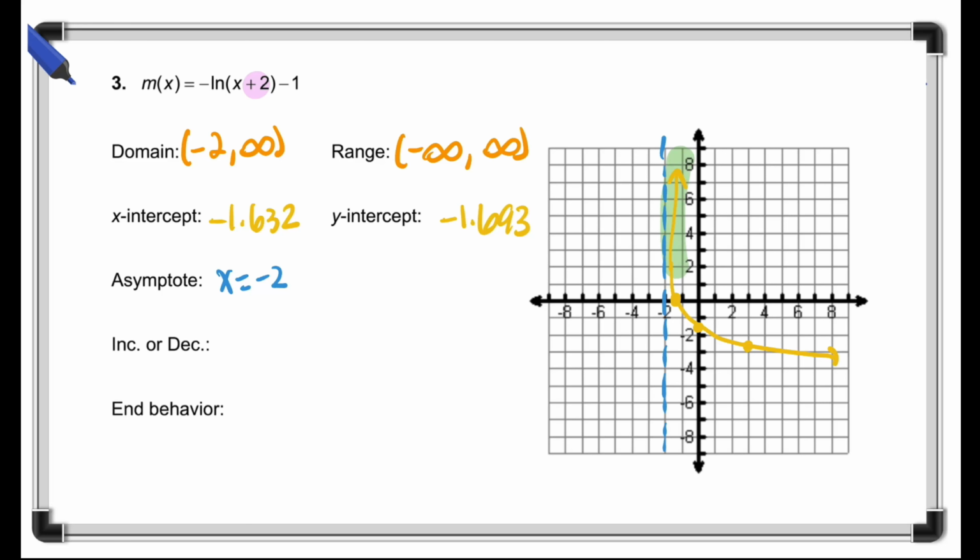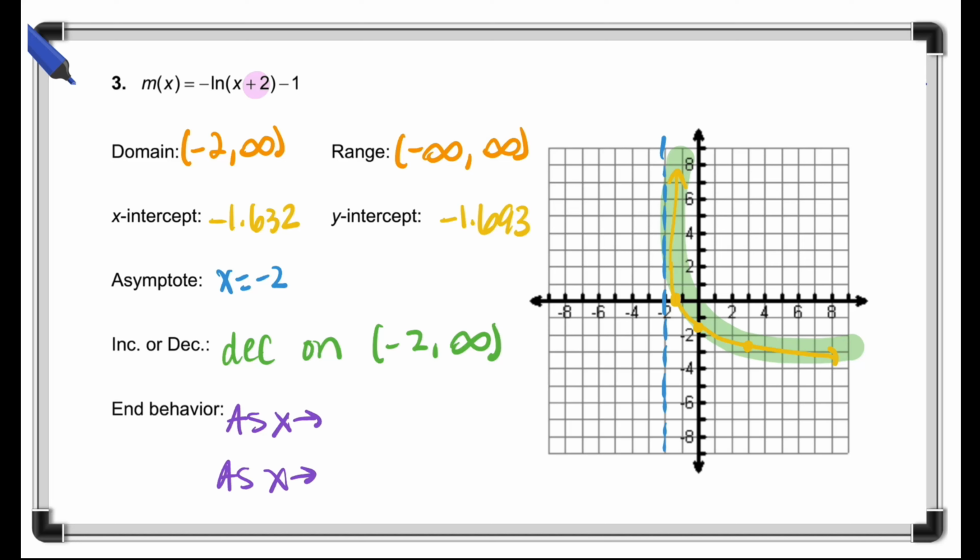So let's look at our graph. What's it doing? Our graph is decreasing on the domain of -2 to infinity. And end behavior again: as x approaches some number, and as x approaches some number, what's my function doing? So we're looking at that end of the domain, which is -2. At -2, I'm going this way. What is my graph doing? As x approaches -2 from the right-hand side, my function, or m of x, or my y values, are pointing towards positive infinity.